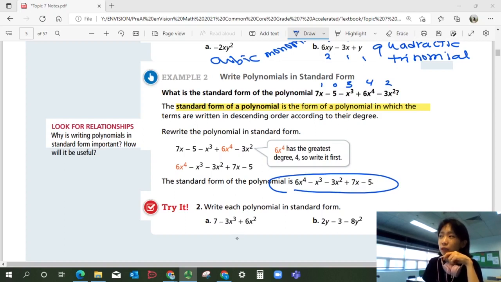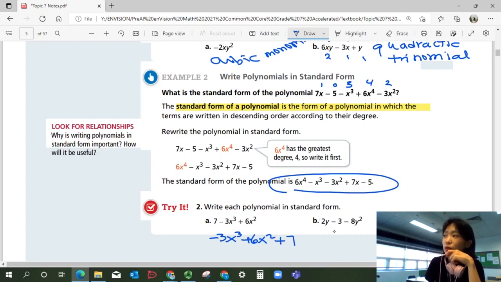So your biggest degree is the second term, right? So negative 3x cubed plus 6x squared plus 7 would be your standard form for part A. Part B, your third term is your biggest degree. So 8y squared plus 2y minus 3 would be your standard form of this polynomial in part B.